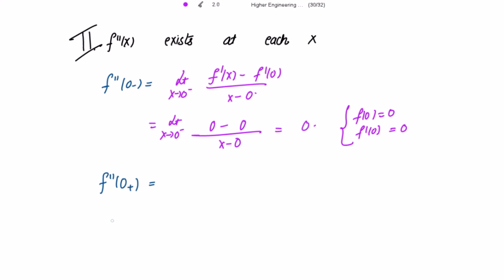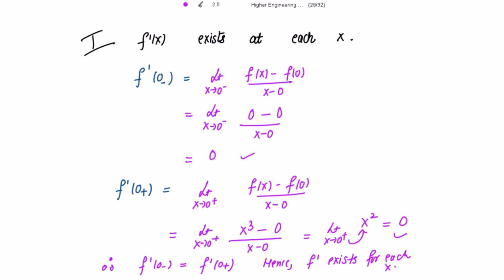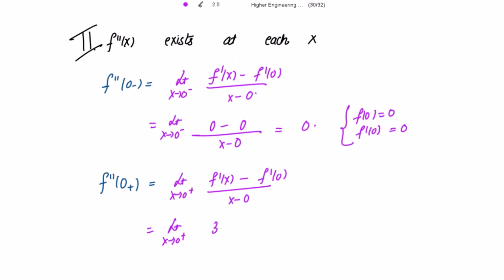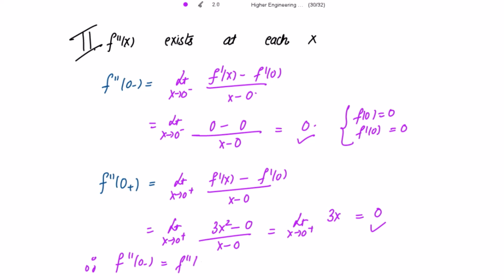Calculating the right hand second derivative, what is the value of first derivative when x is strictly greater than 0? It is 3x square. So this is 3x square minus 0 divided by x minus 0. That is equal to limit x tending to 0 plus it is 3x. That gives again 0, right? So here also left hand derivative is equal to the right hand derivative for the second derivative. So second derivative exists. So therefore the left hand derivative is equal to the right hand derivative and hence second derivative exists at each x, right?